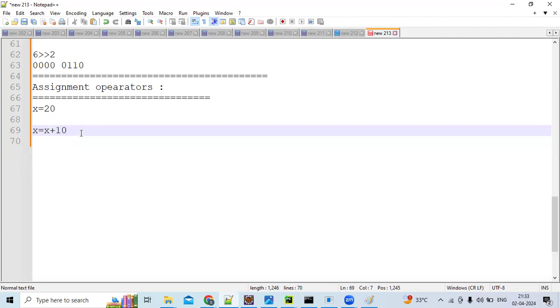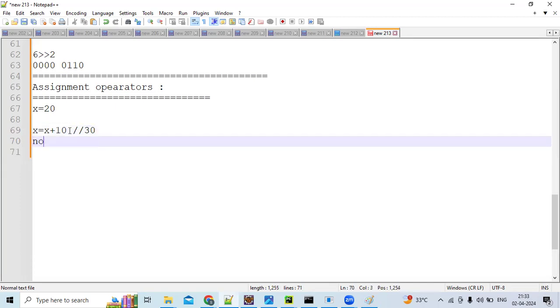For guys who are not coming from a programming background, see here what will happen: first the right side will execute. So the right side, what is the answer, guys? 30. Once the right side is executed, then it will be assigned to x. It's not like cancelling x and x. Guys, say yes or no. Now the x value is 30.